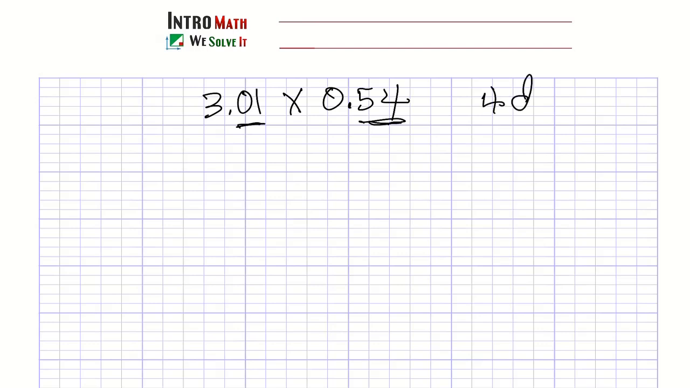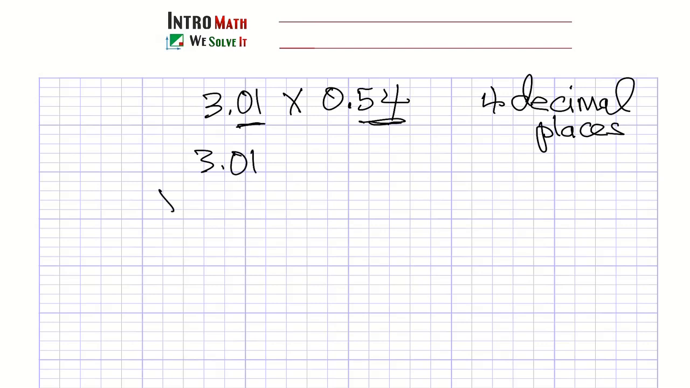Okay. We'll move on to the next example, which is 3.01 times 0.54. You do the same thing. You notice the decimal places. There are 2 here. There are 2 here. So you have 4 decimal places, right? 4 decimal places to remember. Keep that in mind. And then we'll line things up.